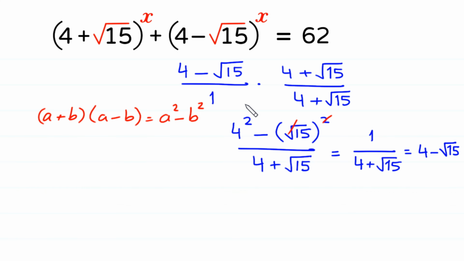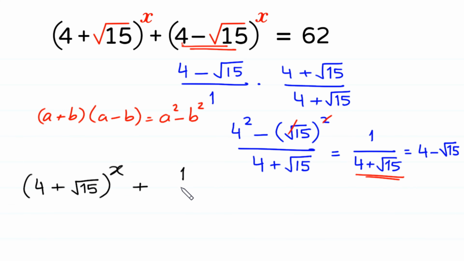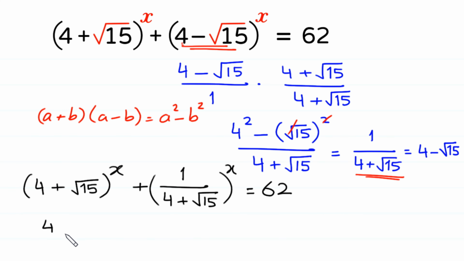So 1 over 4 plus square root of 15 is equal to 4 minus square root of 15. So we replace this 4 minus square root of 15 with this 1 over 4 plus square root of 15. (4 plus square root of 15) whole to the power x plus, we replace this 4 minus square root of 15 with 1 over 4 plus square root of 15, whole to the power x is equal to 62.